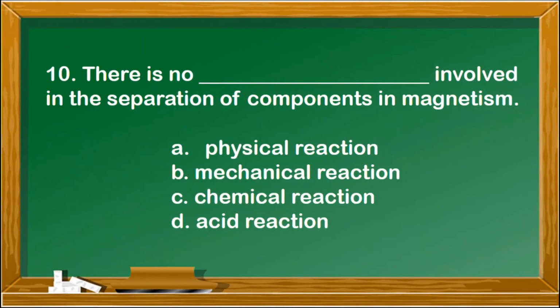Number 10. There is no blank involved in the separation of components in magnetism. A. Physical reaction, B. Mechanical reaction, C. Chemical reaction, and D. Acid reaction. Correct answer is chemical reaction.